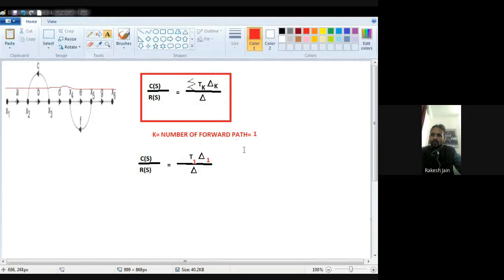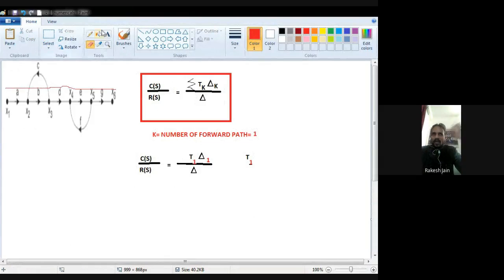Now I check what is T1. As I told you, what is the meaning of T1? T1 means the first forward path gain. So how to find out the first forward path gain? To find out the gain of any forward path, you just see the forward path and whatever the gain of each branch in that forward path, multiply with each other and write down. That will be the actual gain of that particular forward path.